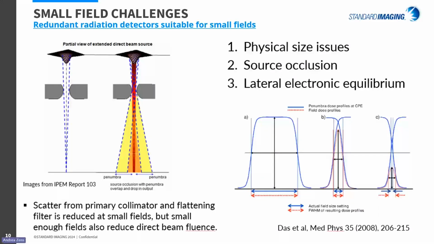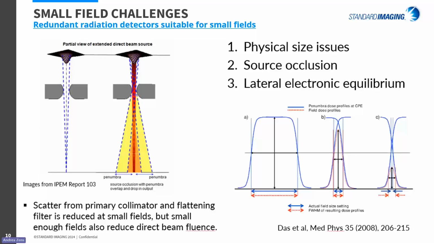The first recommendation in the equipment list, in the instrumentation list, is to have redundant radiation detectors suitable for small fields. Sounds simple, yet we know that dose delivery to small fields poses a variety of challenges, such as physical size issues. We're talking about 4 to 40 millimeters in size. So how is your field size defined? Is it jaws or full width half max? What is the decreased output in alignment? A small misalignment equals a large geometric and dosimetric miss.